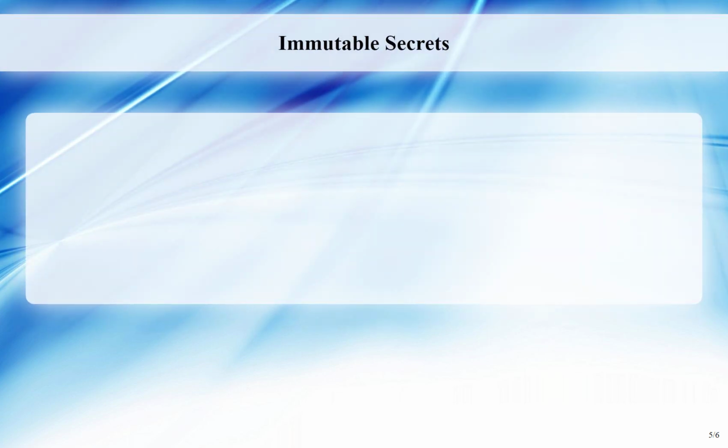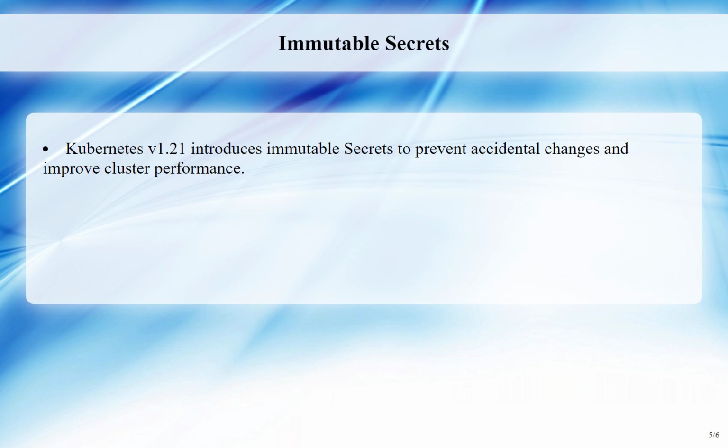Immutable secrets. Kubernetes v1.21 introduces a new feature where secrets and config maps can be marked as immutable, preventing changes to the data of existing secrets. This provides protection against accidental updates that could cause application outages and improves cluster performance by reducing load on the kube-apiserver.